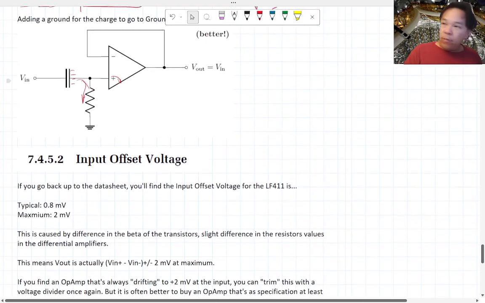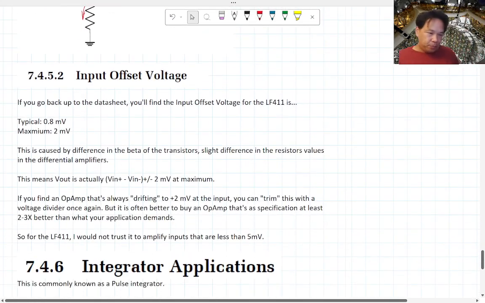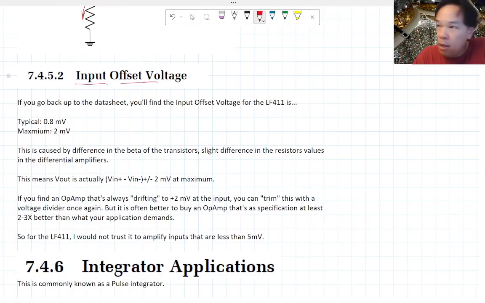The other thing we have to worry about is the input offset voltage. If you go back to the data sheet, you're going to find that the input offset voltage for the LF411 is typically 0.8 millivolt, maximum 2 millivolt.